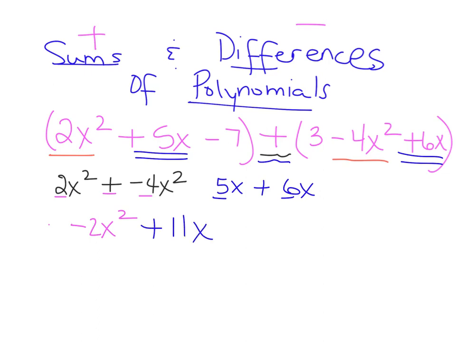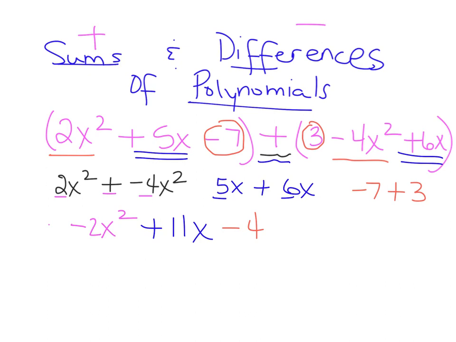Okay, got one more term in each parentheses. So if I focus on my negative 7 and my positive 3, and again it says plus in between, if I take negative 7 plus 3, that's negative 4. So my answer to this problem is negative 2x squared plus 11x minus 4.